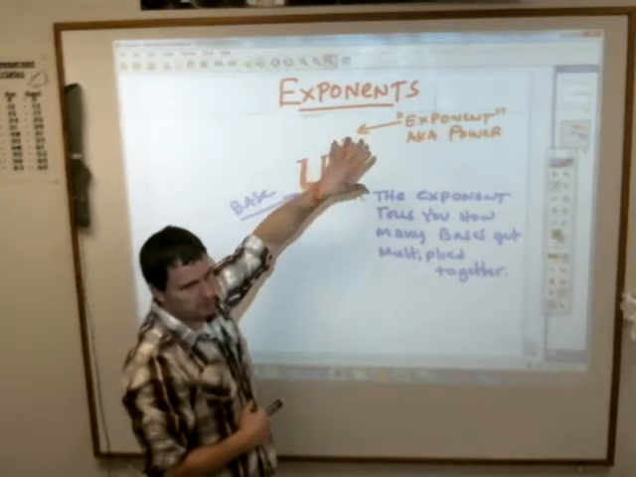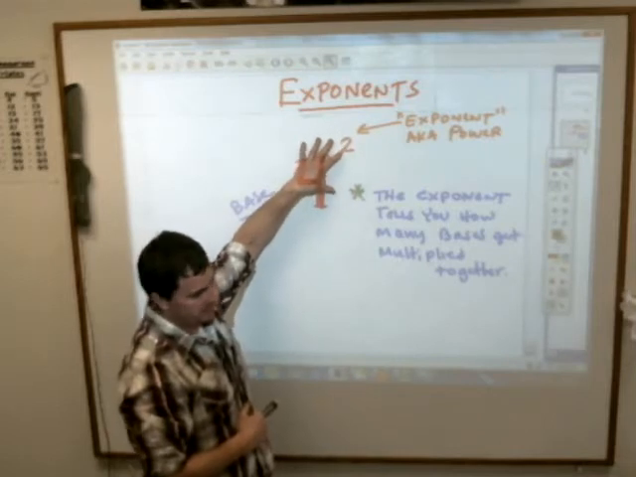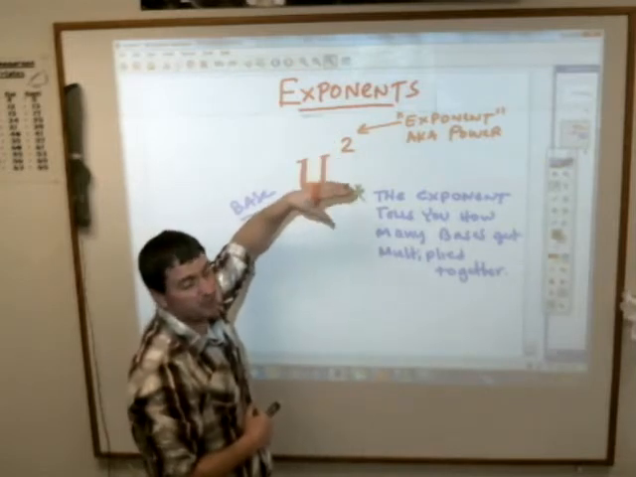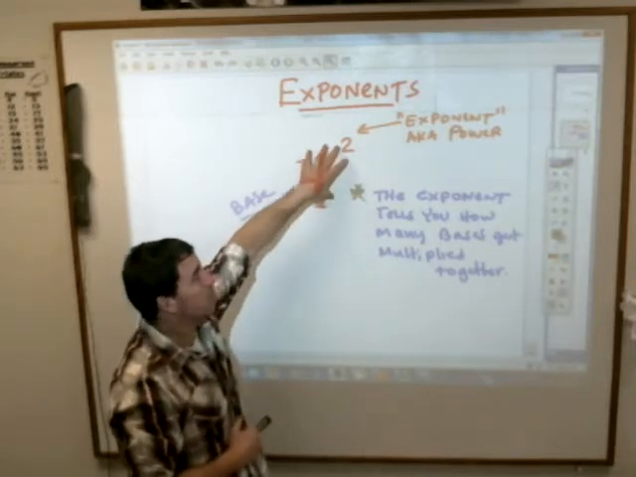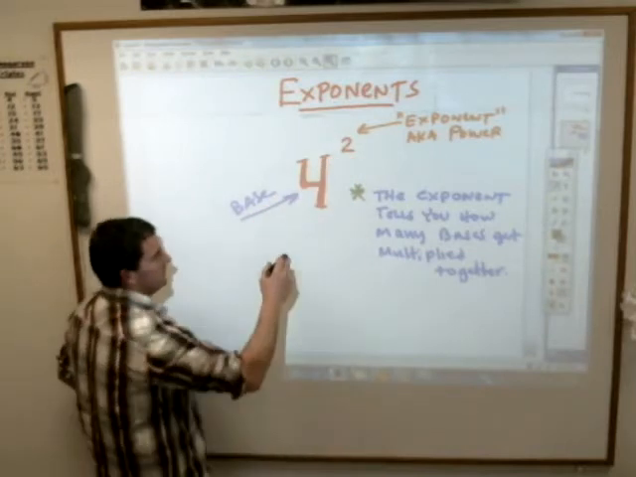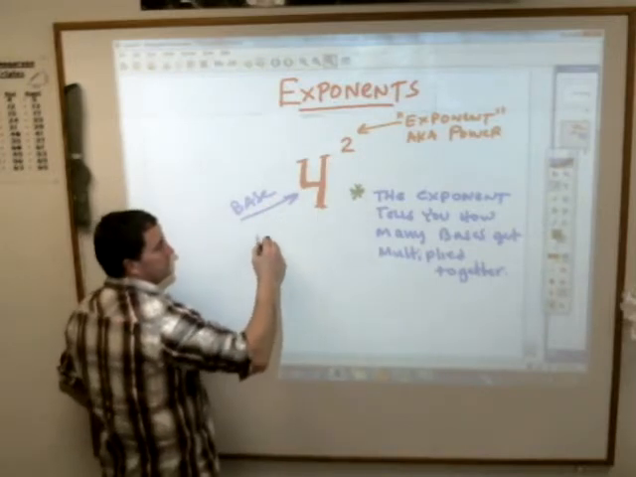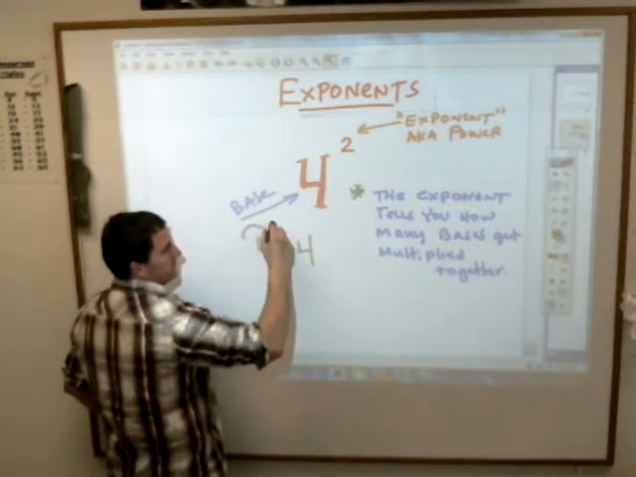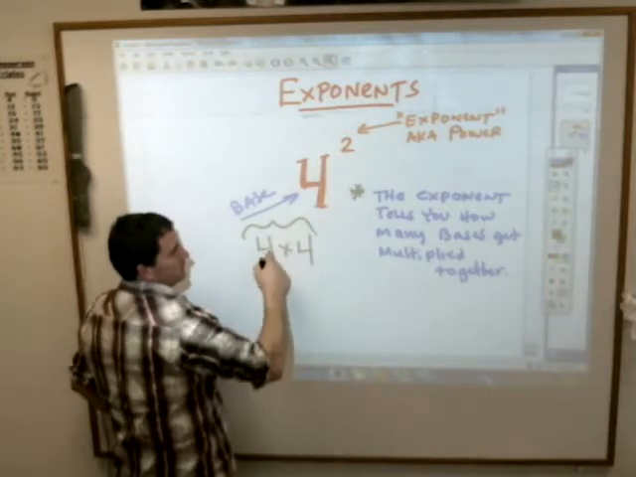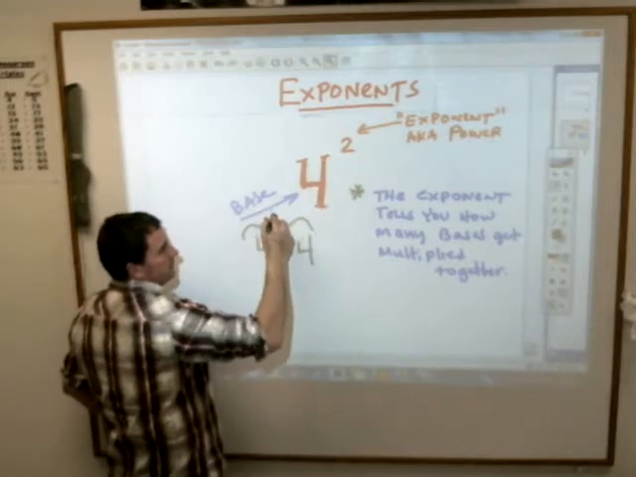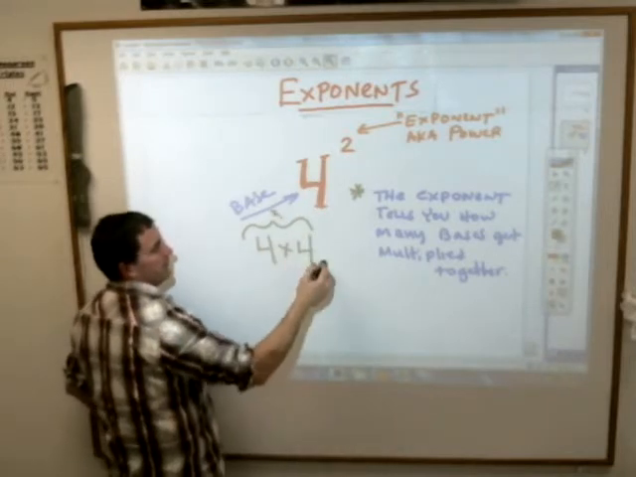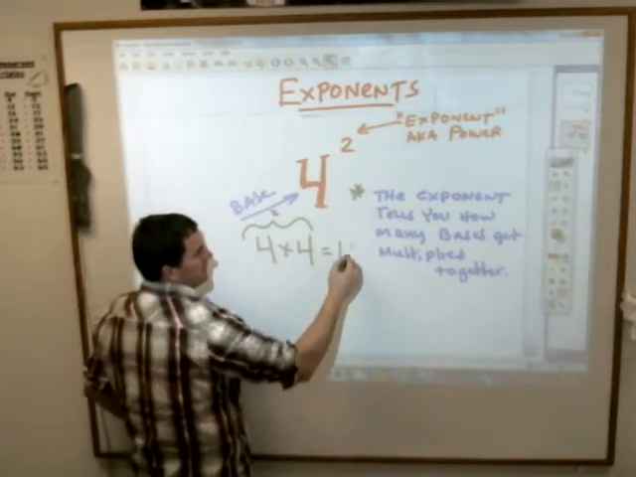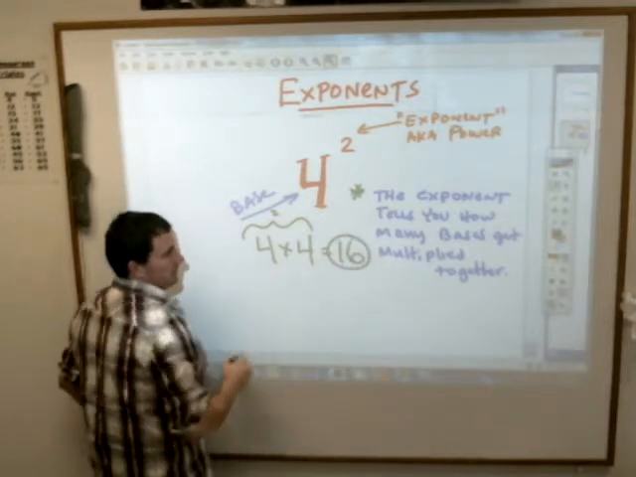Now please, let me start by telling you this, boys and girls, this is not 4 times 2. The answer to this is not 8, okay? Otherwise I would have written 4 times 2. This is 4 to the second power, which means you have 2 4s multiplied by themselves. The exponent tells you how many of these numbers get multiplied together. 2 of them are getting multiplied together, so you get 16.